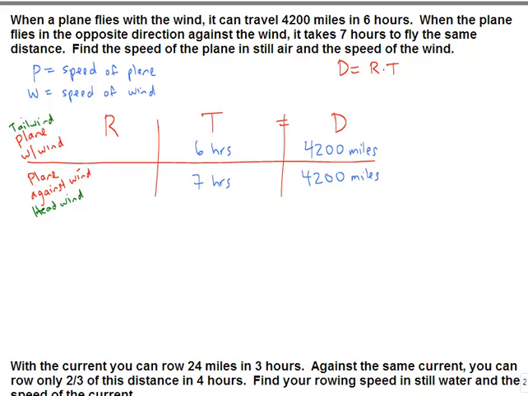It's the speed of the plane with the wind making it go faster. So it's the speed of the plane plus the wind speed. So P plus W is always going to be your rate when you have a plane flying with the wind. Now in the opposite direction, this time the wind is slowing you down, so it's subtracting away from your plane speed.